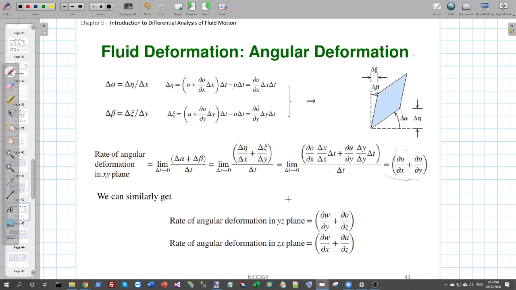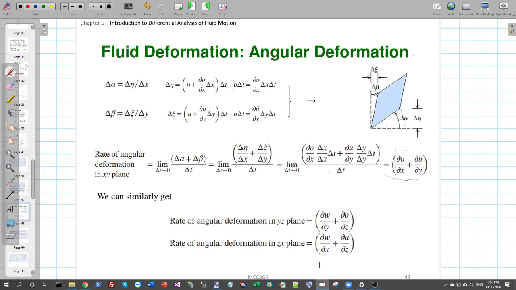Similarly, you can also calculate the rate of angular deformation on the yz plane and the zx plane. On the yz plane it will be partial w partial y plus partial v partial z. On the zx plane, the rate will be equal to partial w partial x plus partial u partial z. Here we give you the mathematical correlation to calculate the angular deformation in the x, y, z directions using the known velocity field. If you know the velocity field, you can calculate the angular deformation on the xy, yz and zx planes. So this is the angular deformation.